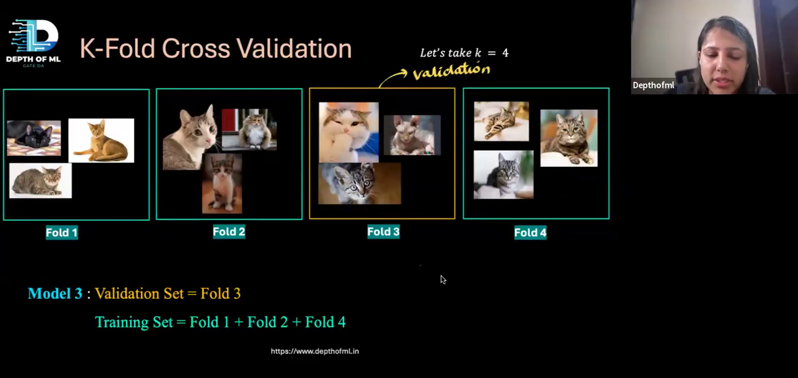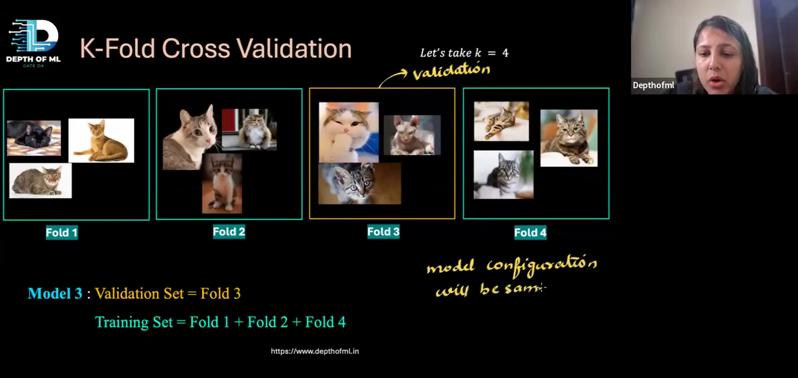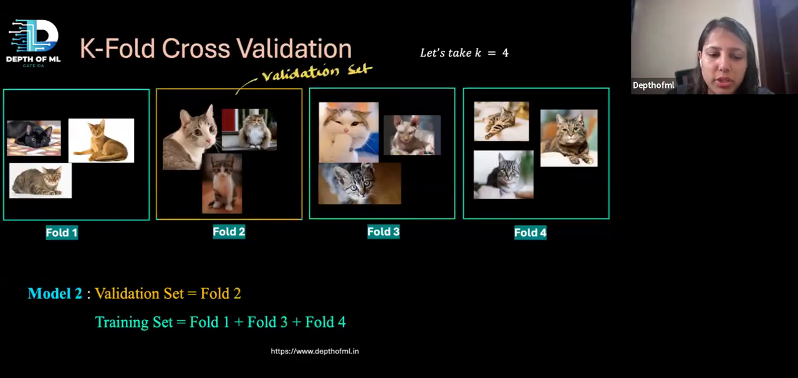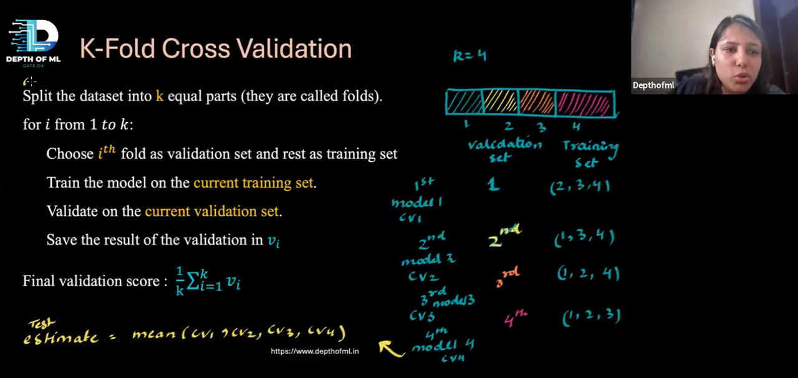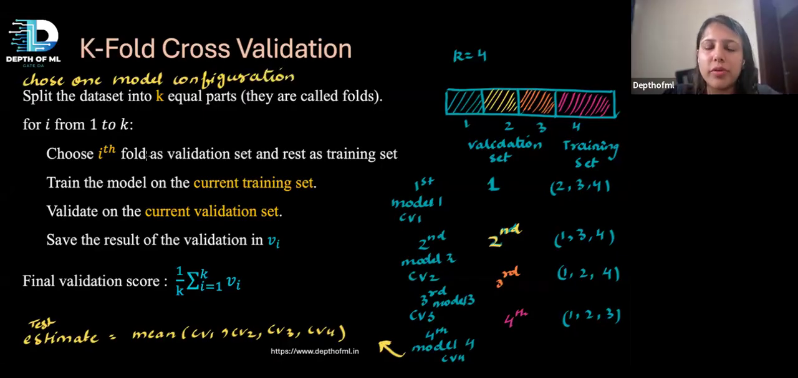So what is the meaning of having the same model here? The model configuration will remain the same. Only the data in every iteration is changing. So maybe we can write: choose one model configuration. Before doing this, you choose a model configuration and you stick to that. If you're using linear regression, you're going to stick to linear regression for every fold. If you're using neural networks with 10 layers, 10 neurons in every layer, you're going to stick to that. Whatever your model configuration is, you choose it before doing this and you stick to it. If you decide to change your model configuration, that will be another set of cross-validation you'll do.